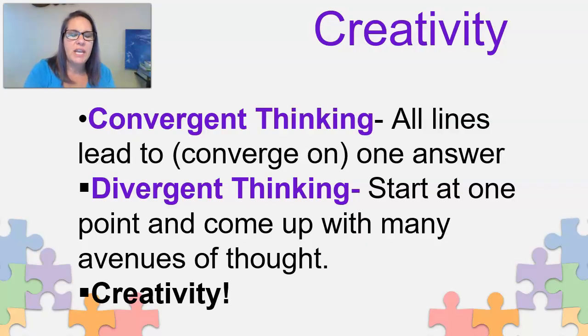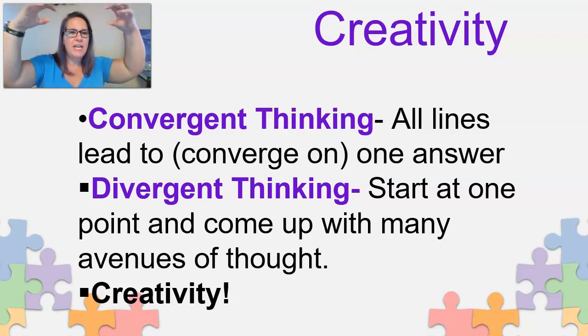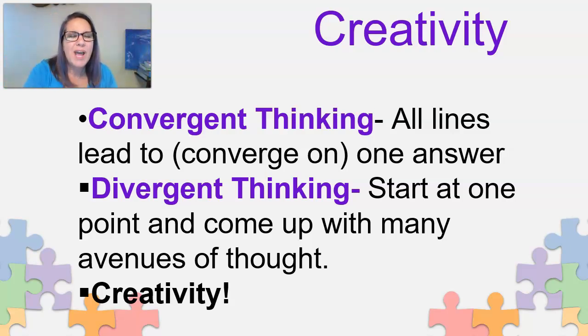We talk about creativity in cognition. Again, a set of confusing pairs here: convergent and divergent thinking. When we are thinking about convergent thinking, we are thinking about all lines leading to, or converging on, that's where the word comes from, one answer. If you think of one answer in the middle of a circle, all of our answers lead to that one answer. What I always think of is a math problem. You know the answer is what you're trying to get to. So all ways that you're going to solve that math problem are all going to lead you to that one correct answer.